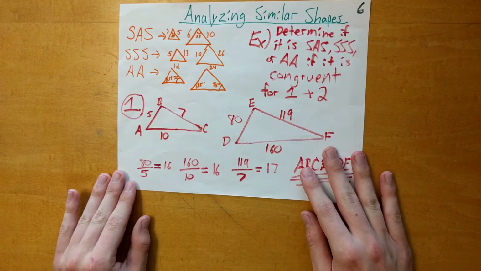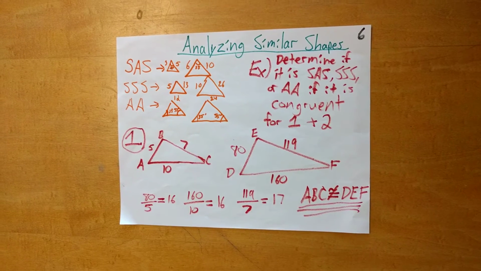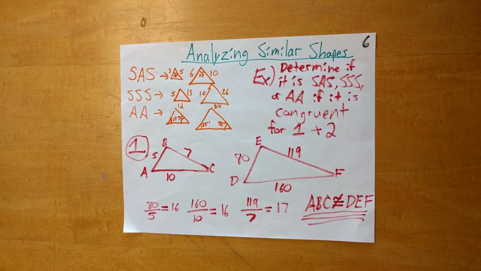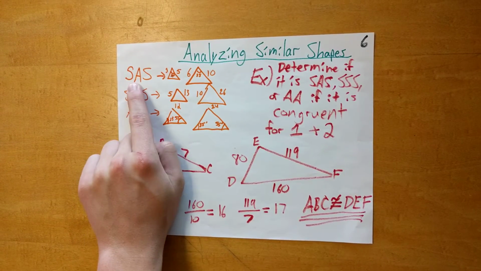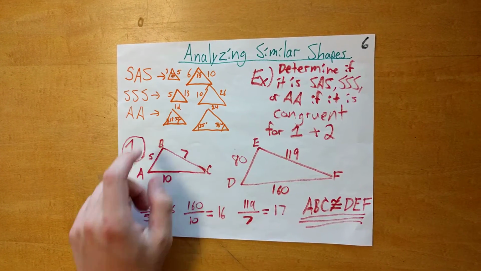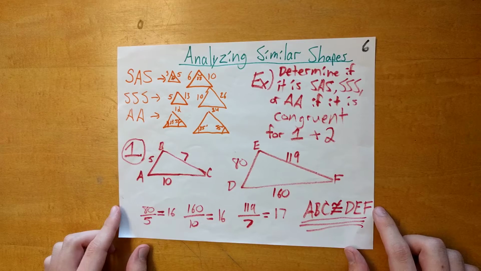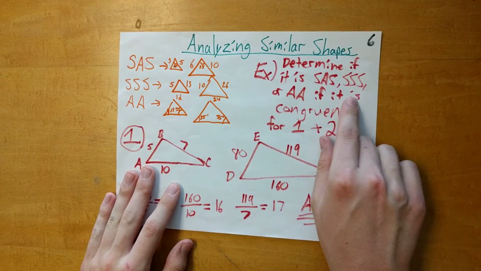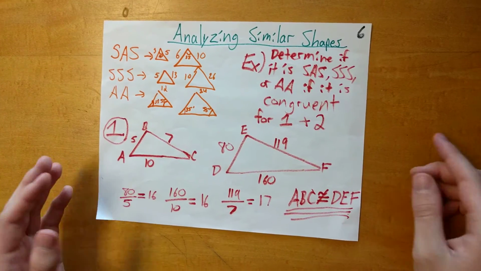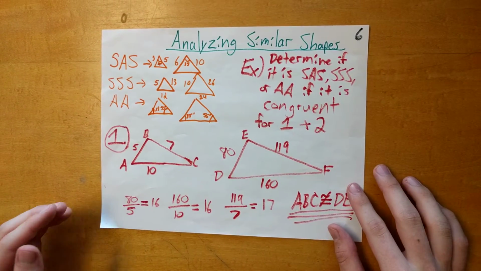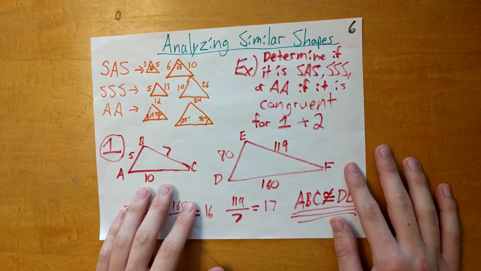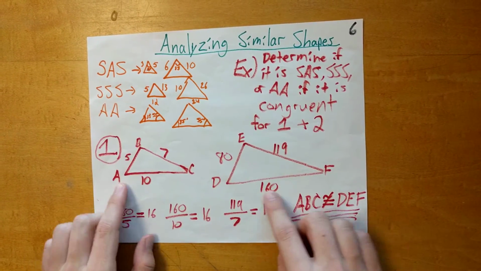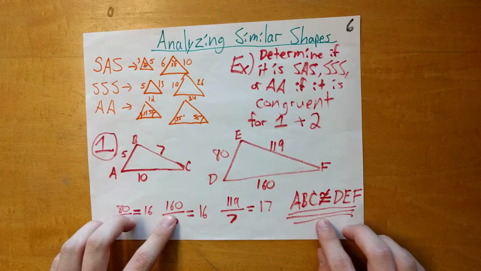When analyzing similar shapes, we know that there are 3 different ways to do it. There's SAS, SSS, and angle-angle, which is AA. SSS is side-side-side, and SAS is side-angle-side. And in these 2 examples, we're going to have to determine if it's SAS, SSS, or AA, and if it is similar or not. So when we're trying to figure this out, we're going to do the corresponding sides divided by each other to see if they all equal the same amount.